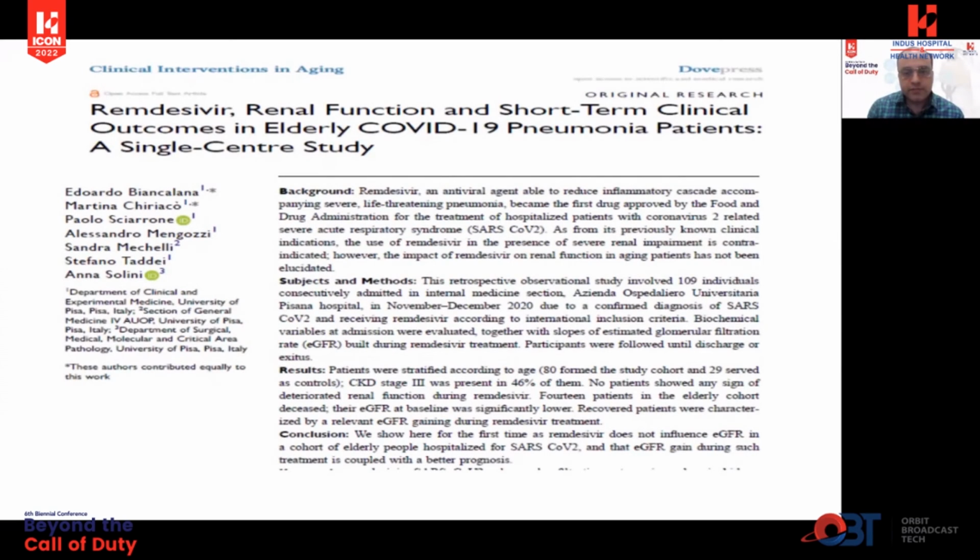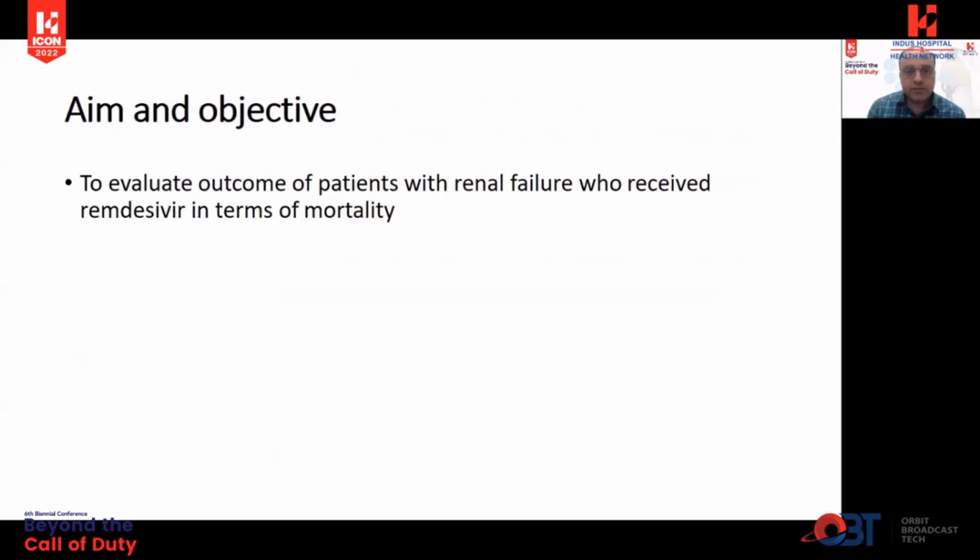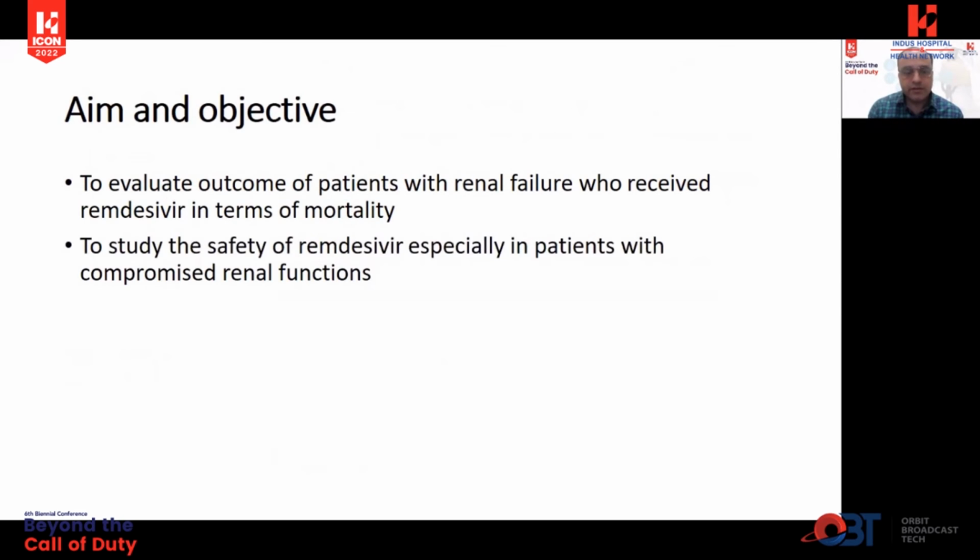Another study from Italy, a retrospective observational study of 109 individuals, also did not find any significant renal impairment in patients who received remdesivir. So our aim and objective were to evaluate the outcome of patients with renal failure who received remdesivir in terms of mortality, and to study the safety of remdesivir, especially in patients with compromised renal functions.